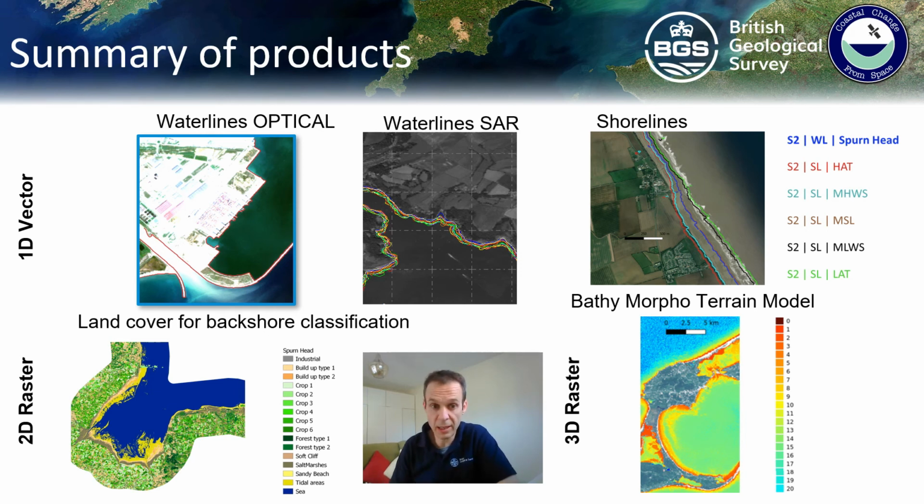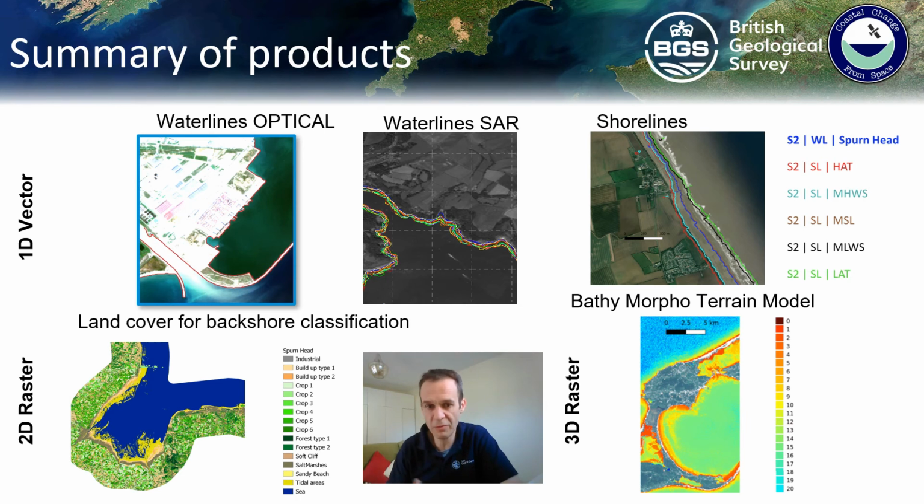Then you see that you have a range of different products on the slide. I guess that depending on which one is your interest, you will be interested in one or the other. For example, if you are interested in changes that do affect the interface between the land and the water, then you are likely looking at waterlines or shorelines as a product. If you are more interested in changes that are not affecting the land-water interface, but might be affecting something in the backshore, then you might be looking at the land cover or backshore classification map.